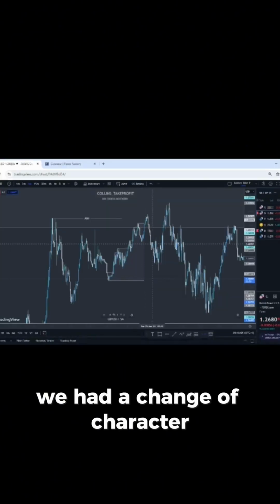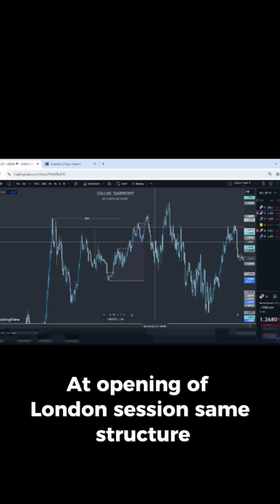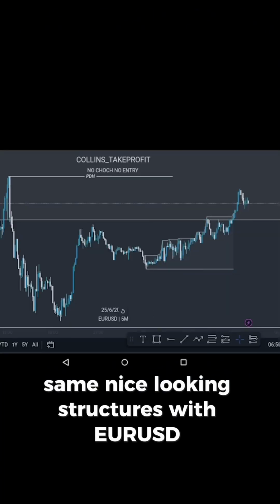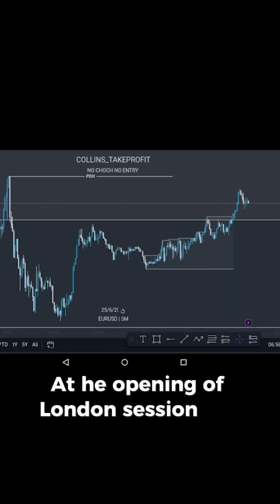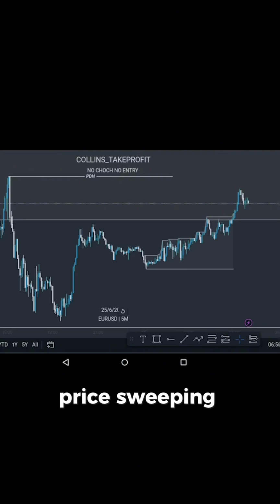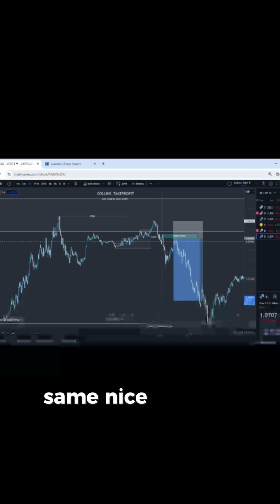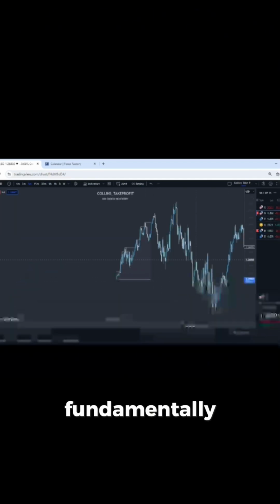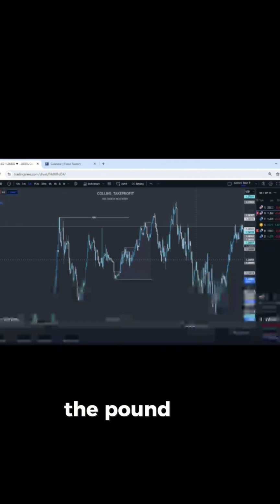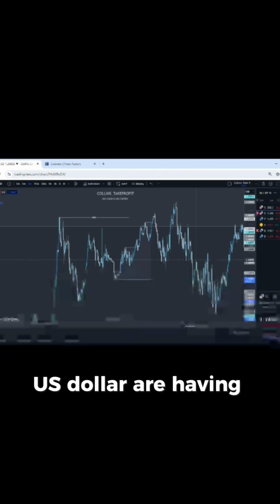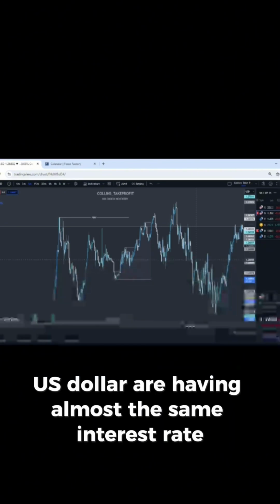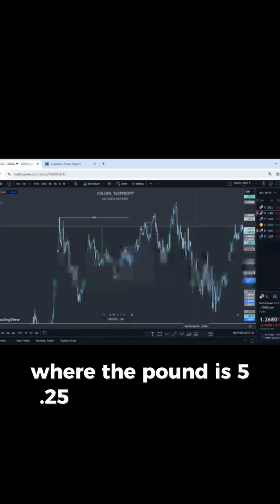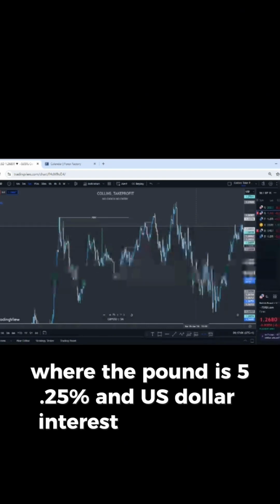We had a change of character at the opening of the London session. Same nice looking structures with EUR/USD at the opening of the London session. We had price sweeping the Asian high, then a change of character, same nice looking structures. They were both correlating. However, fundamentally, the pound and the US dollar have almost the same interest rates, where the pound is 5.25 and the US dollar's interest rate is 5.50.